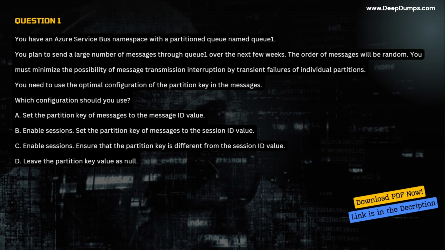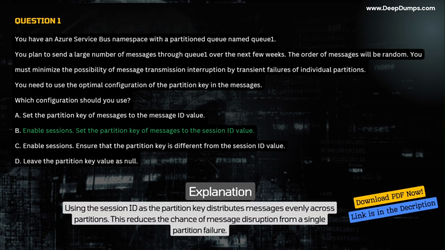A. Set the partition key of messages to the message ID value. B. Enable sessions. Set the partition key of messages to the session ID value. C. Enable sessions. Ensure that the partition key is different from the session ID value. D. Leave the partition key value as null. Correct answer B. Enable sessions. Set the partition key of messages to the session ID value. Explanation. Using the session ID as the partition key distributes messages evenly across partitions. This reduces the chance of message disruption from a single partition failure.